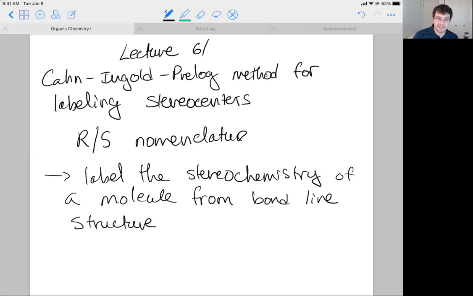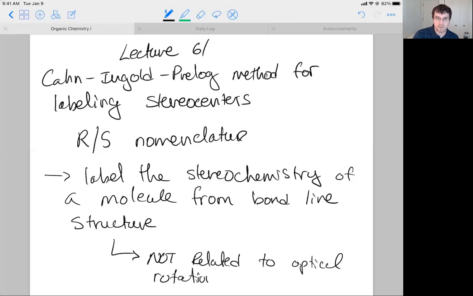Now, this is not at all related to optical rotation. Optical rotation has to do with identifying that a molecule is chiral based on its interaction with plane polarized light, chiral light, if you will. But this has to do with taking the bond line structure and labeling its stereocenters with some sort of label so that we can tell the difference as opposed to saying it's a wedge or a dash.